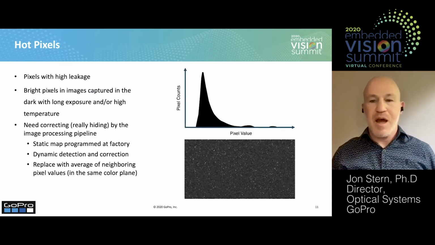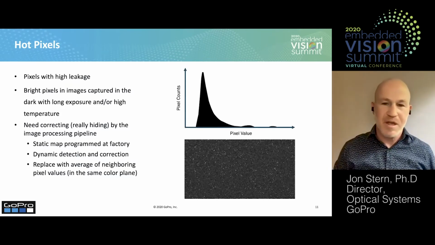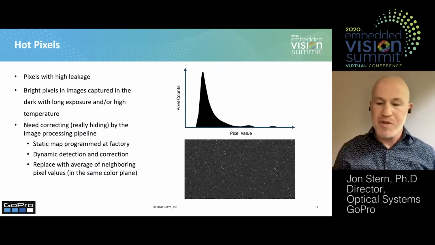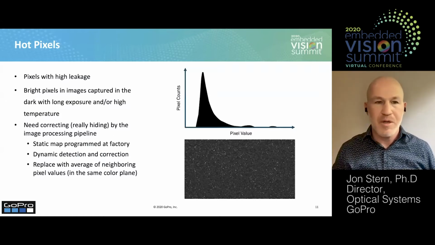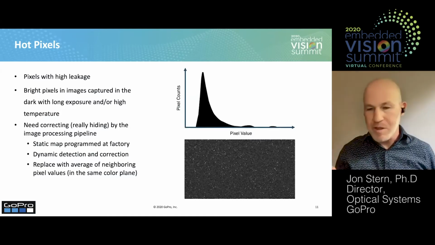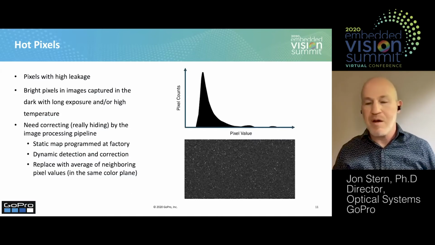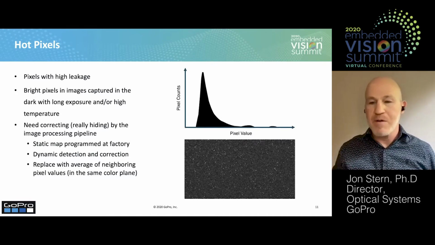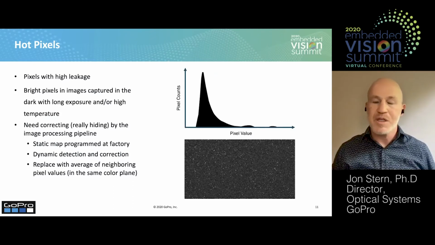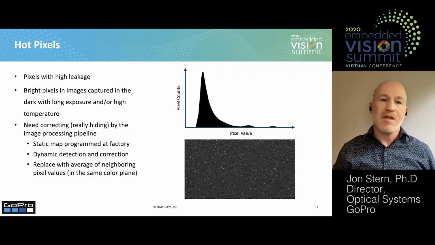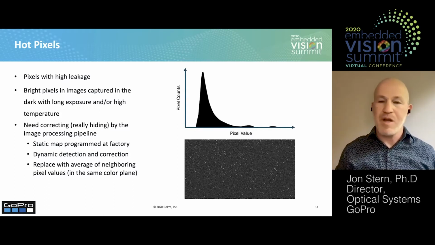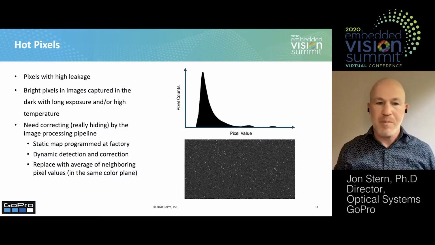CMOS image sensors tend to have a number of hot pixels, certainly for any that are commercially available. This was true in CCDs, but the numbers are higher in CMOS. And these are pixels with high leakage. The plot on the upper right shows something that looks a bit like a Poisson distribution of pixel counts versus pixel value. You can see there's a couple of bumps out beyond the tail, which are typically caused by defects, things like metal contamination into the photodiode. And so these are seen for long exposure captures and or high temperatures. And these need correcting, or really hiding, by the image processing pipeline.